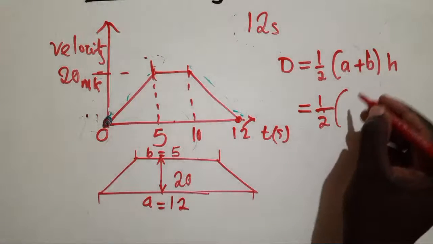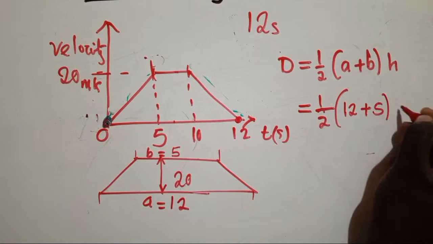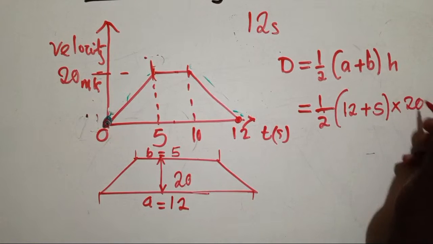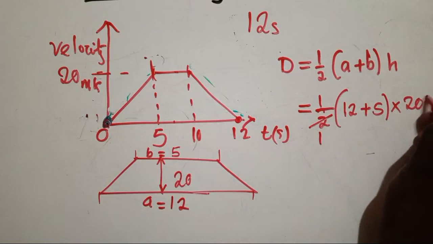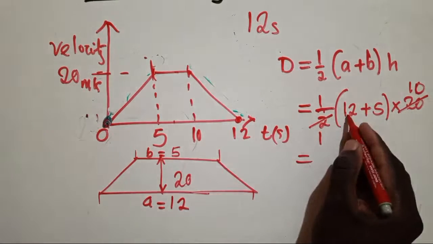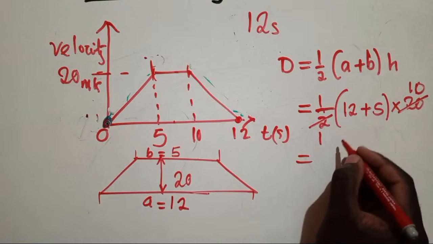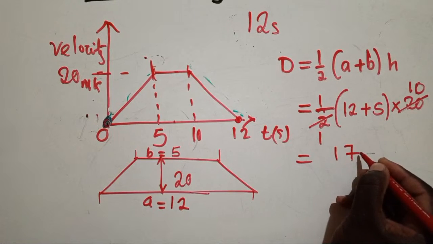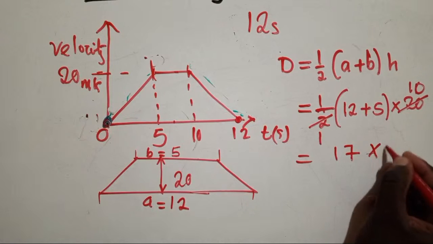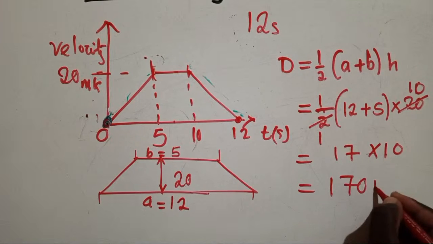Okay? So you shall put a 12 here plus a 5, and then our H will be a 20. So we shall say 2 into 2, 1. Since it's multiplication here, 2 into 20, it's a 10. Okay? So we have 5 plus 12, or 12 plus 5. That is a 17. Okay? And then 17 times 10, which is outside here, it will give us 170 meters.